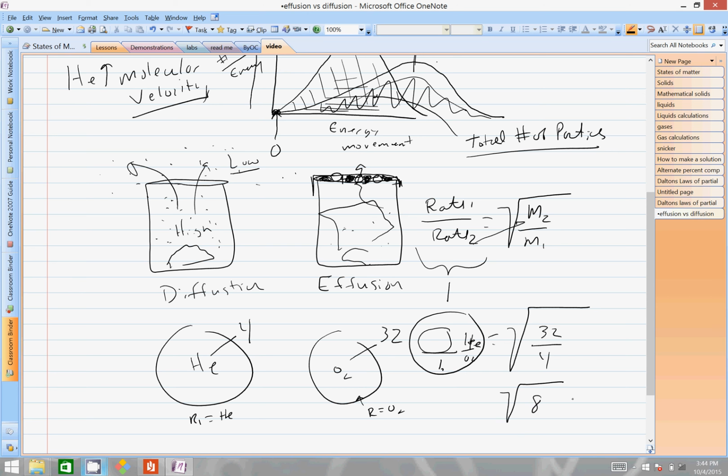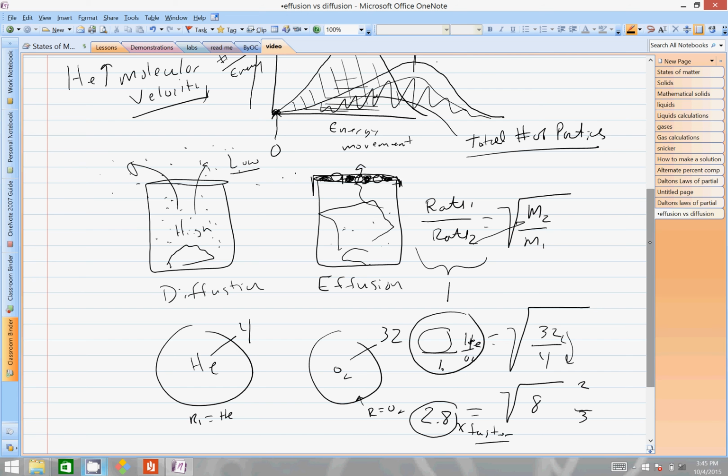In your head, you might know that 2 times 2 is 4, 3 times 3 is 9, so someplace between 2 and 3, and it ends up being closer to 3, which equals 2.8. So helium effuses 2.8 times faster than does the oxygen. Now, if I reverse this, I would get a number less than 1, and that would be the times that oxygen effuses faster than helium, again, is smaller than 1. 1 divided by 2.8 would be your answer.